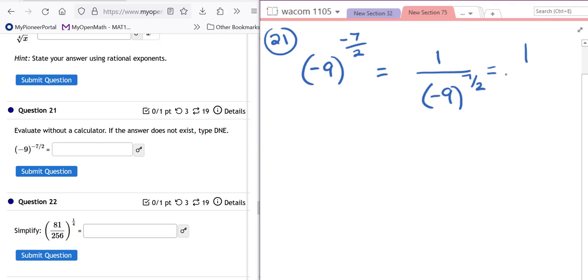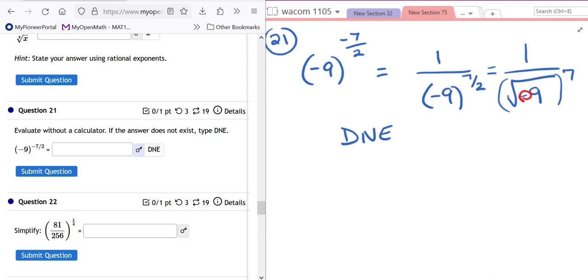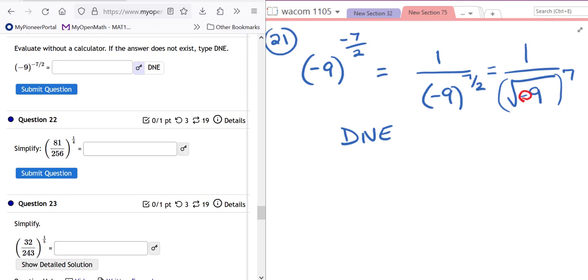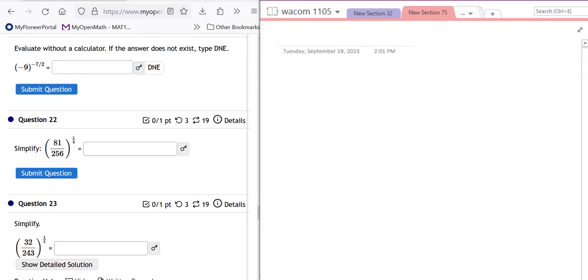And that is where you get in trouble here, because the 2 would mean do a square root, but you have a negative number under there. And you're not allowed to take a square root of a negative number, so it doesn't matter where your 7 goes. This one is going to be DNE. Does not exist. And it is because you have a negative under an even root.